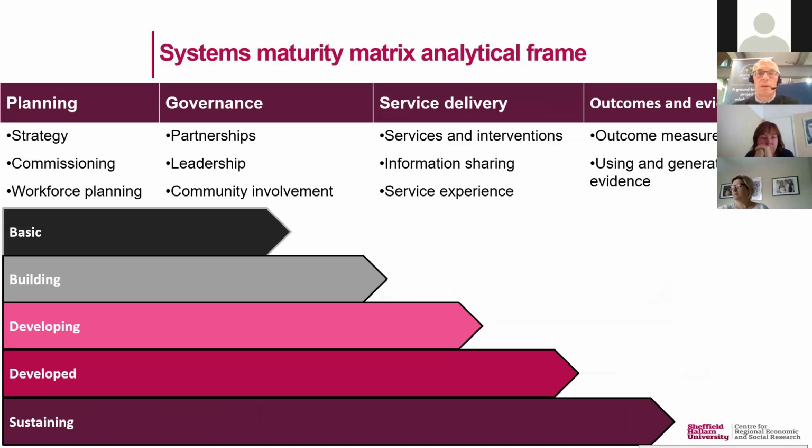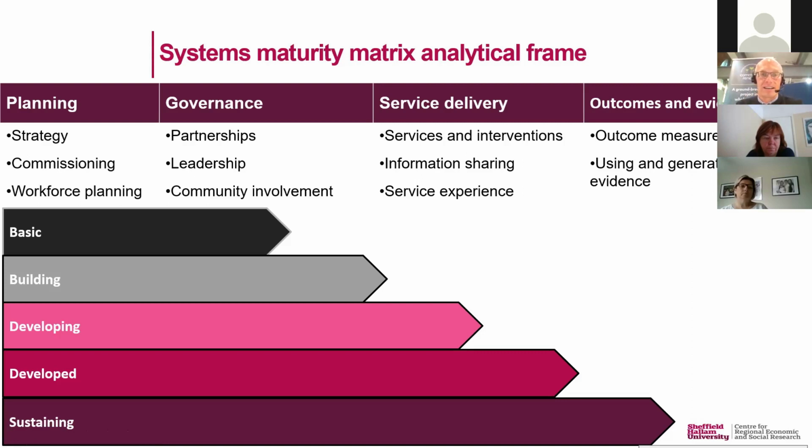So, to talk a little bit more about the systems maturity matrix. We identified these big headings or categories: planning, governance, service delivery, and outcomes and evaluation. Within that, as part of the analytical frame, we identified a number of specific aspects which we'd want to understand and try to evaluate the levels of maturity. Under planning, we have strategy, commissioning, and workforce planning. And what we try to do is understand how they move through these five different levels.